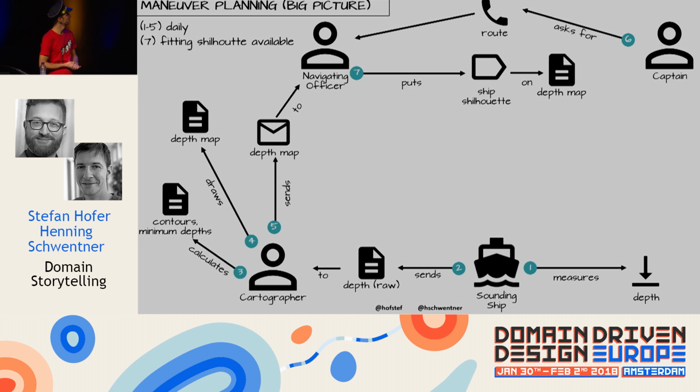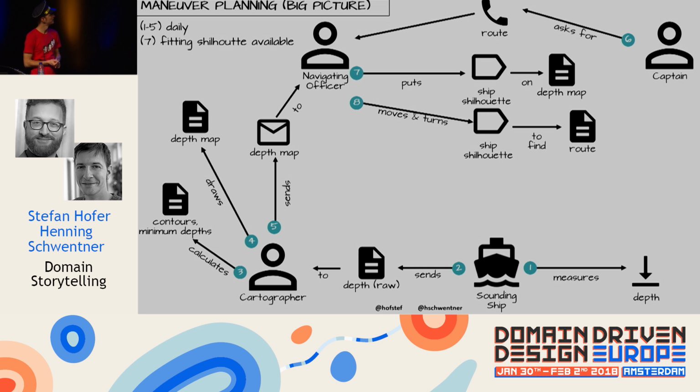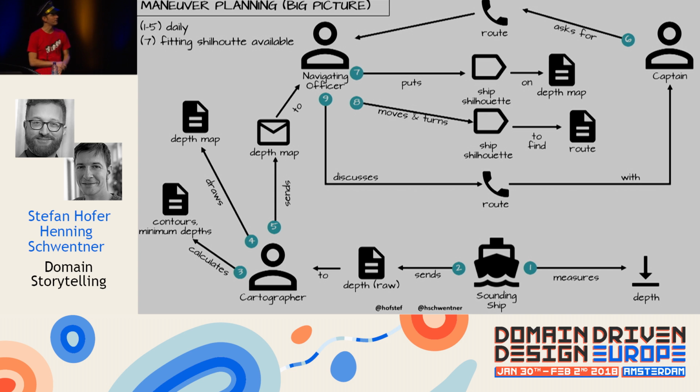So, what's happening next? Now I take the ship silhouette and move it on the depth map, and I turn it around because I want to find a route. So move and turn the ship silhouette to find the route. Yeah, that's right. And then I call the captain on the radio and discuss this route with him. So actually talk him through the maneuver. Yes, I talk him through so he can do the exact right maneuver to come safely into the harbor. And that's maneuver planning? Did we miss something? That is maneuver planning, on a big picture.